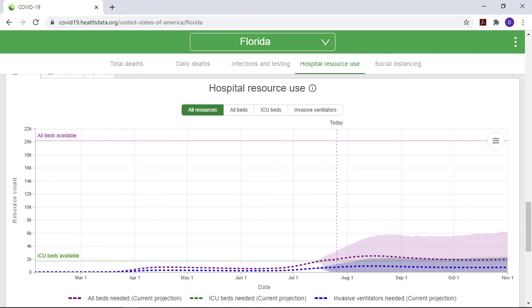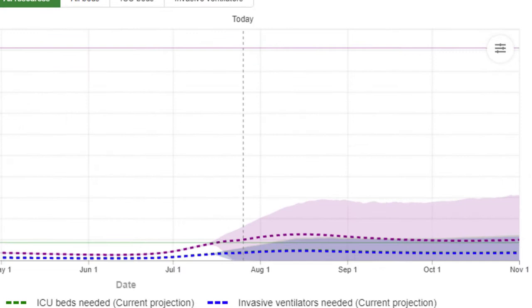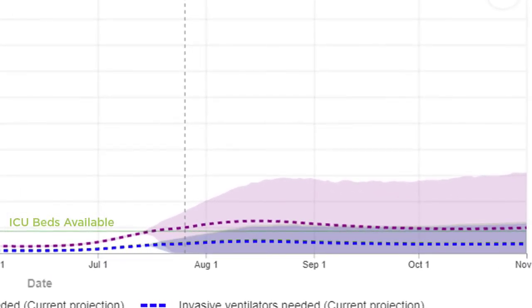Deaths are a lagging indicator. They come weeks after the cases appear. So this site, like others, uses sophisticated models to predict the likely number of hospitalizations and deaths based on the number of cases today. Let's take a look at the hospital utilization chart. The area in blue shows the range of ICU beds that will be needed. As you can see, Florida may be in big trouble.